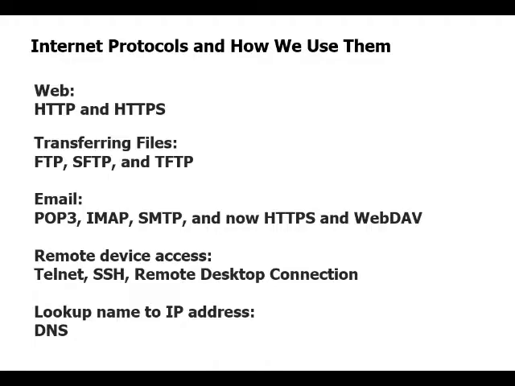Remote device access. There's really three big protocols we use here. Telnet and SSH are used for command line access to devices. Telnet is the unencrypted version of SSH. So if we're using Telnet, we can actually sniff the network and see usernames and passwords being transferred over the Telnet protocol because it is all sent in clear text. Very dangerous. SSH, on the other hand, is the encrypted version of Telnet. It's much, much harder to access the data.